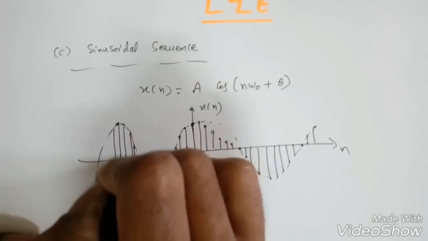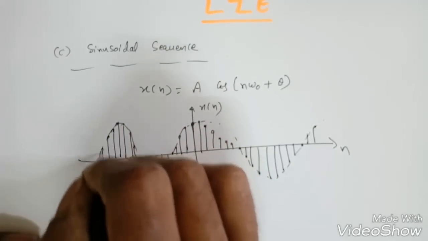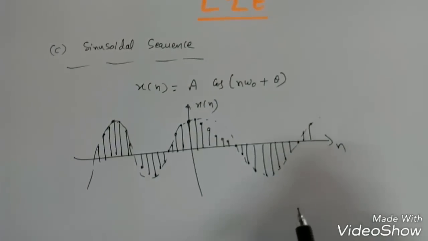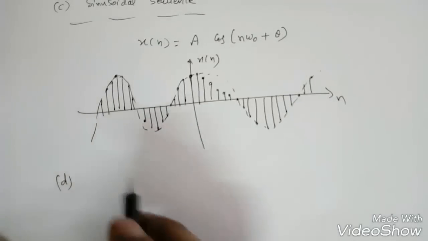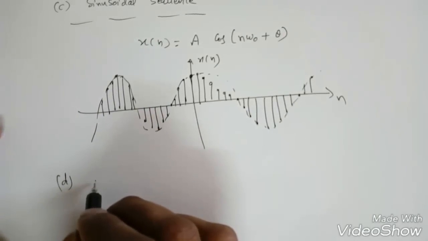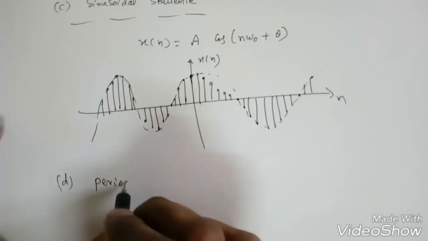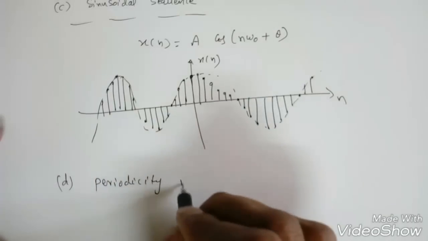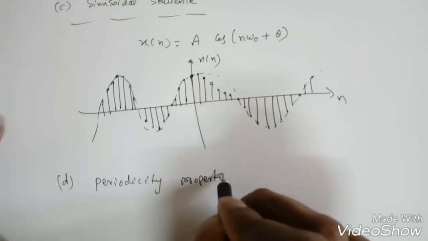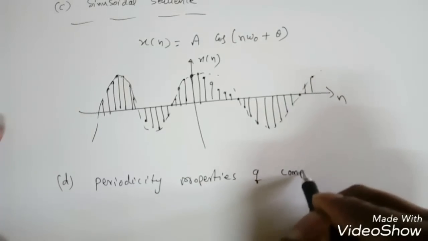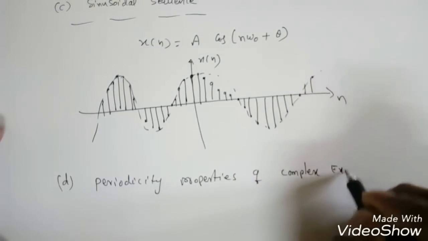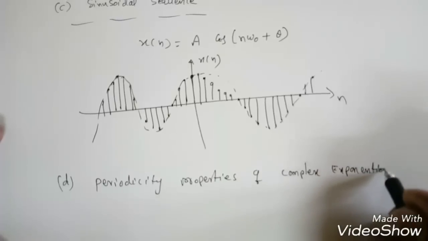So you can have different sequences, and so on. So this is the sinusoidal sequence, right? The last one is now, what are the periodicity properties? So periodicity properties of complex exponential sequence.